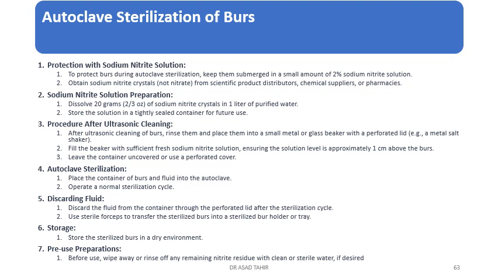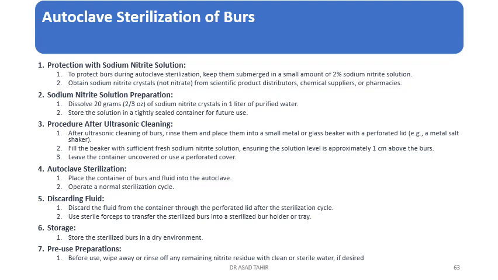Sodium nitrite solution preparation. Dissolve 20 grams, 2/3 ounce, of sodium nitrite crystals in 1 liter of purified water. Store the solution in a tightly sealed container for future use. Procedure after ultrasonic cleaning. After ultrasonic cleaning of burrs, rinse them and place them into a small metal or glass beaker with a perforated lid, e.g., a metal salt shaker.